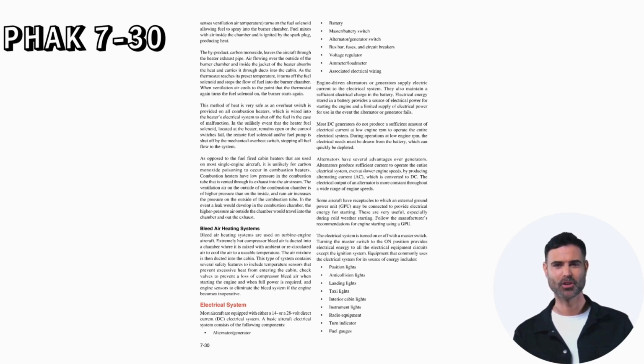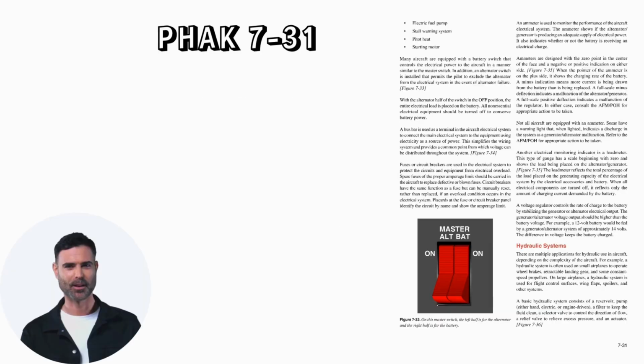The electrical system is turned on or off with a master switch. Turning the master switch to the on position provides electrical energy to all the electrical equipment circuits except the ignition system. Equipment that commonly uses the electrical system for its source of energy includes position lights, anti-collision lights, landing lights, taxi lights, interior cabin lights, instrument lights, radio equipment, turn indicator, fuel gauges, electric fuel pump, stall warning system, pitot heat, starting motor.